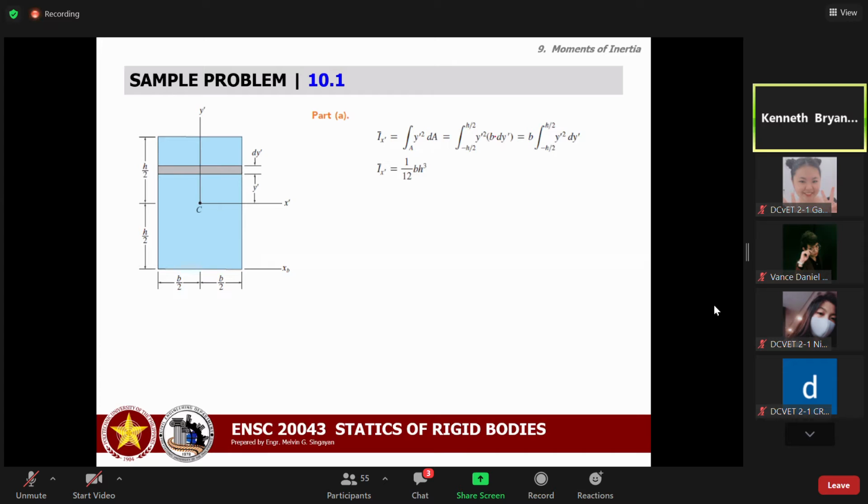Okay? So yung b is constant, so you can put it outside the integral sign, and now that is equal to b times the integral of dy prime from negative h over 2 to h over 2. Okay, then from there, you can solve for I bar x prime equal to 1 over 12 bh cubed. So that's the answer.